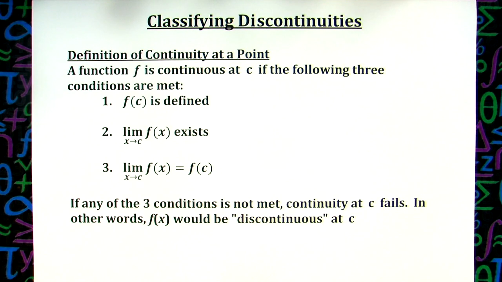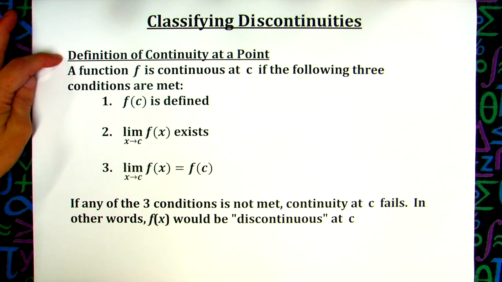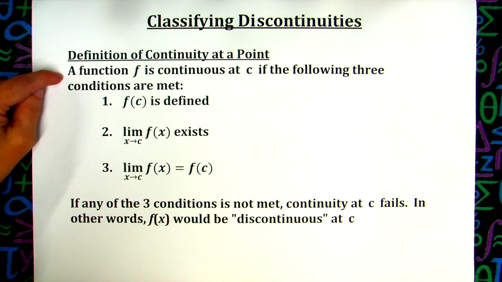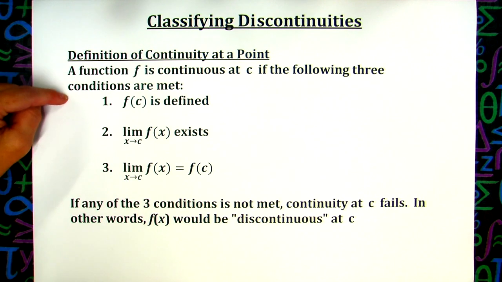All right, in this video, we're going to take a look at classifying our discontinuities. But before you can think about or try to classify discontinuities, you really need the definition of continuity at a point. So we're going to go over that first and then show how that's going to lead to our discontinuities. A function f is continuous at c if the following three conditions are met.